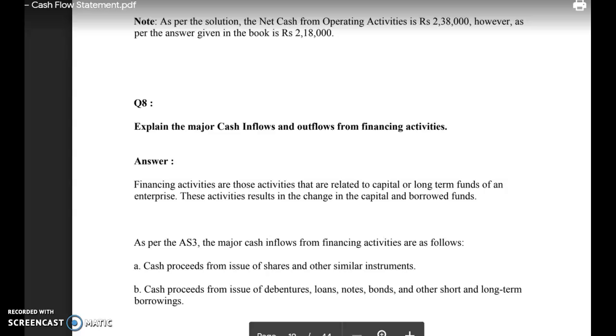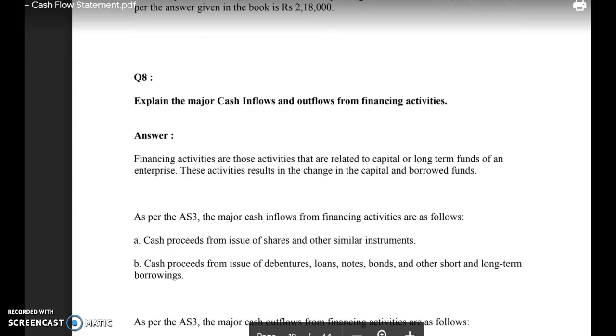Now, cash inflow from financing activities will mainly be from cash proceeds from the issue of shares and other similar instruments, like cash proceeds from the issue of debentures, long-term loans, notes, bonds, and other important long-term borrowings. So that will be regarded as the cash inflow from financing activities.